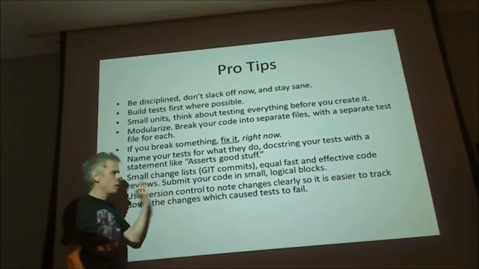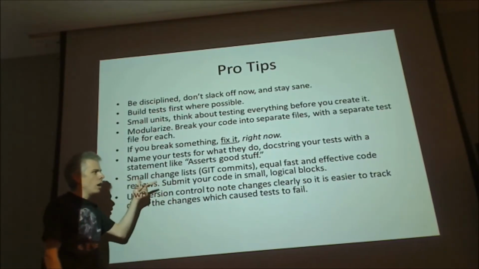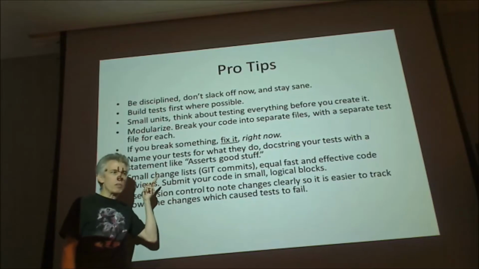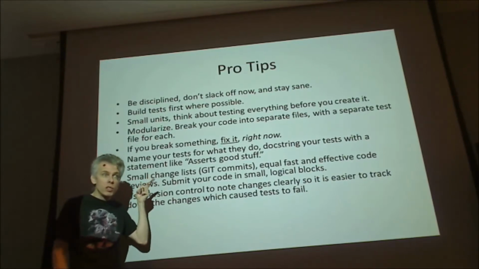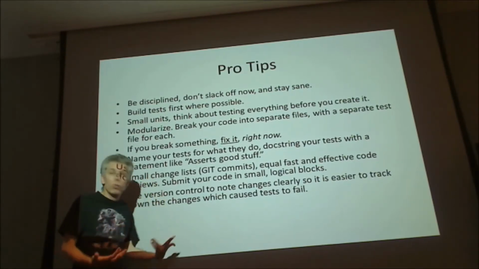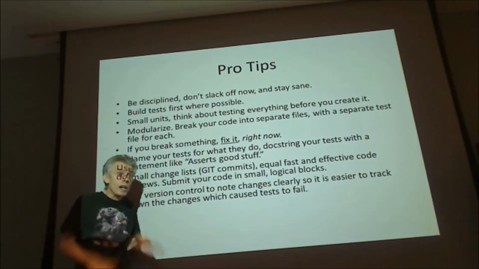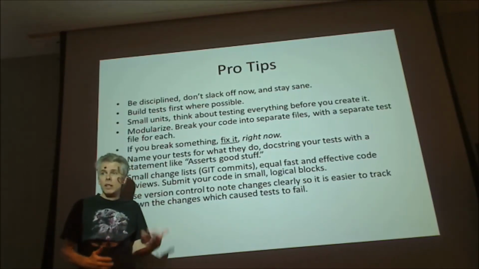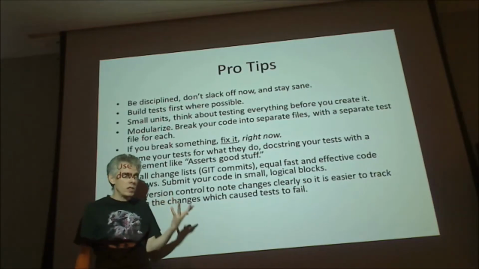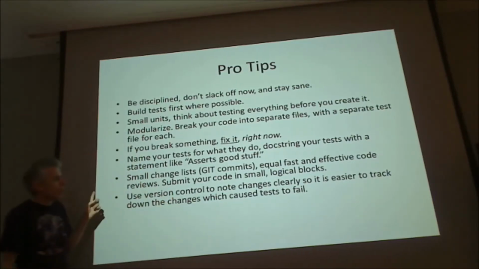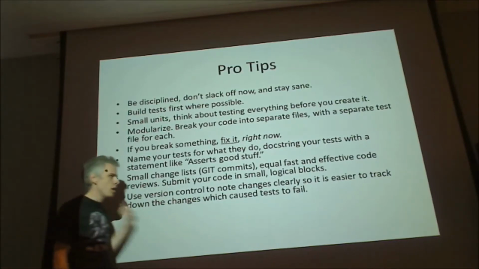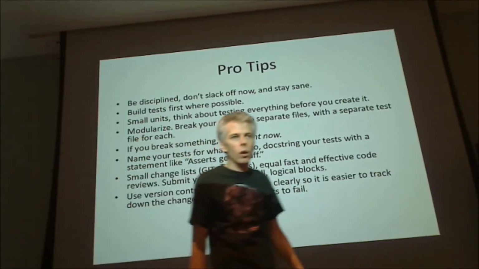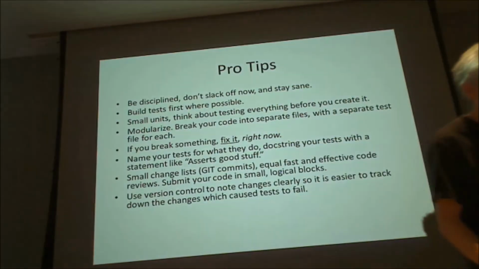Small change lists. You guys might not have any clue what I'm talking about. If somebody is reviewing your code, don't give them 1,000 lines of code to review. You're a jerk if you do that. Try and keep your code submissions relatively small. 20, 30, 40 lines of code, that's a great unit to submit for code review. Submitting large things just means it takes us a long time to review them. Use version control to note changes clearly so it's easier to track down the changes which cause tests to fail. That's the CL number or whatever you're using to track your changes.